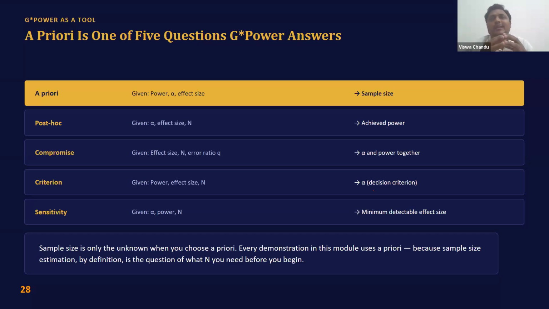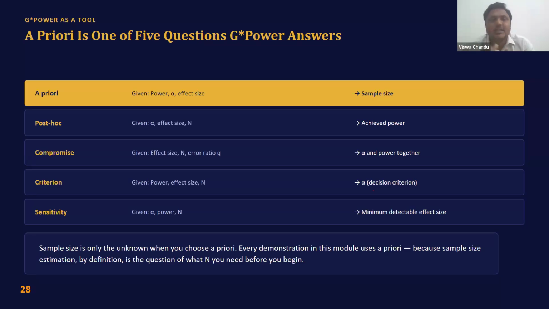So just think of it like a simple linear equation, a multiple linear equation, where there are 4 variables. When you know 3 variables, you will obviously get to know the 4th variable. You can just simply calculate it based on the formula. So in the a priori method, we have power, we have alpha, we have effect size, and we are calculating the sample size.